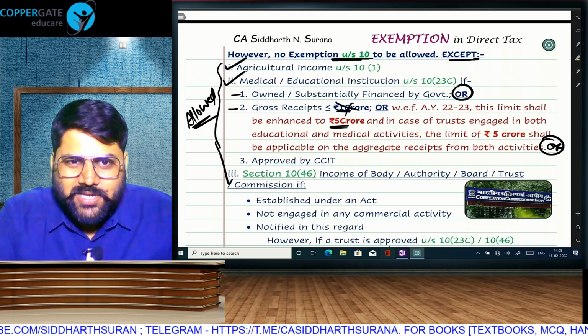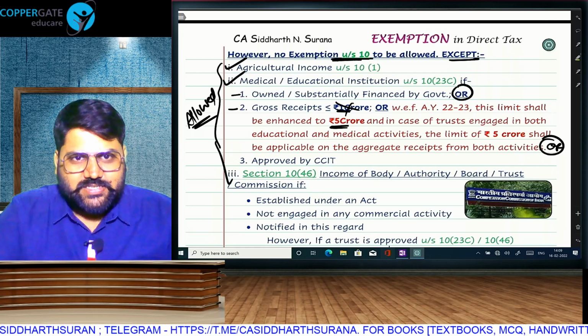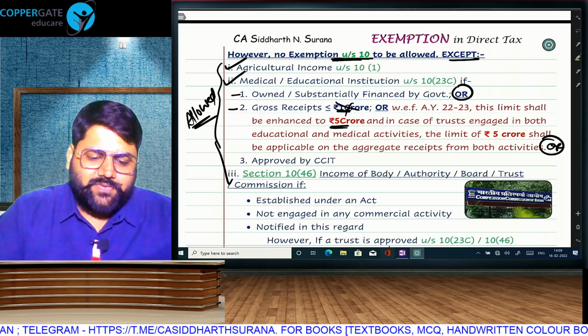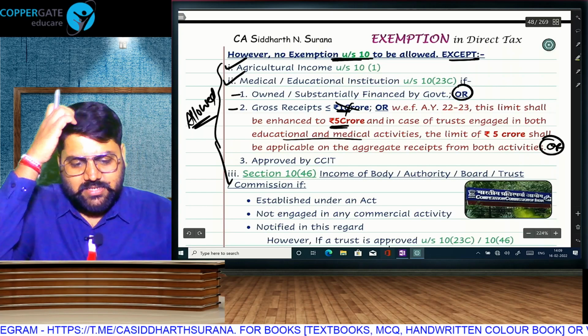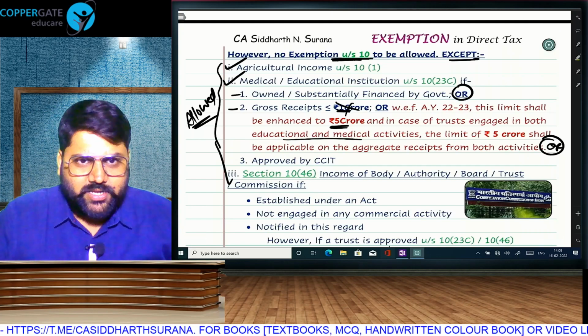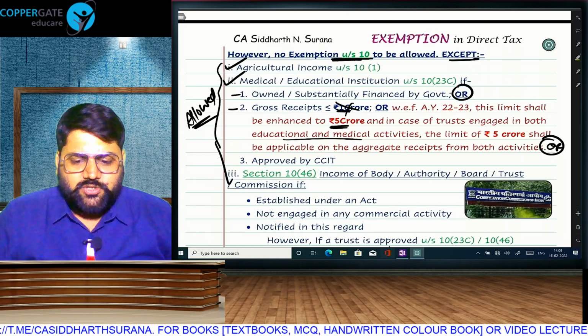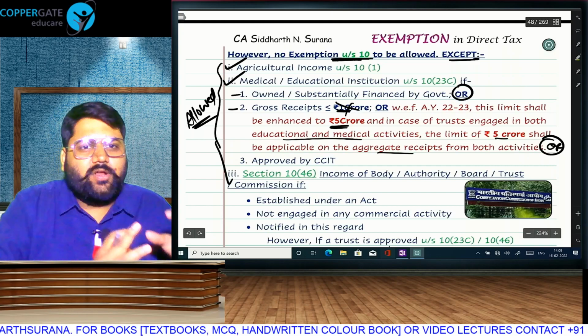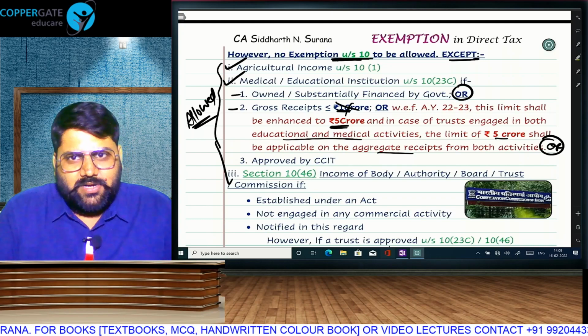So a trust having total gross receipts from fees, bills, etc. up to 5 crore. And also a clarification that if a trust is doing both activities, education and medical, there are so many organizations which do both activities, then 5 crore shall apply on the total. You don't get 5 crore for education and 5 crore for medical separately. We will apply it on the total.